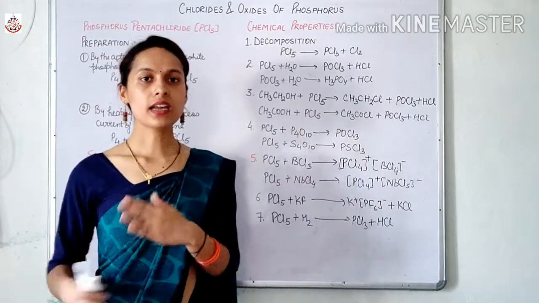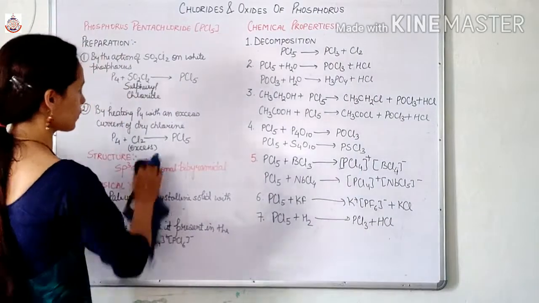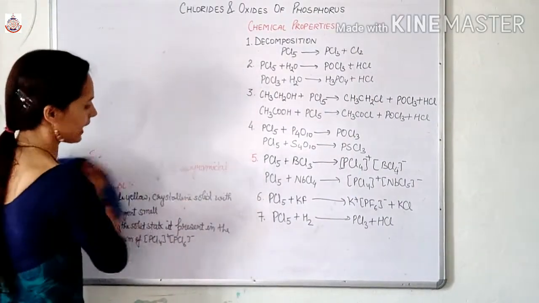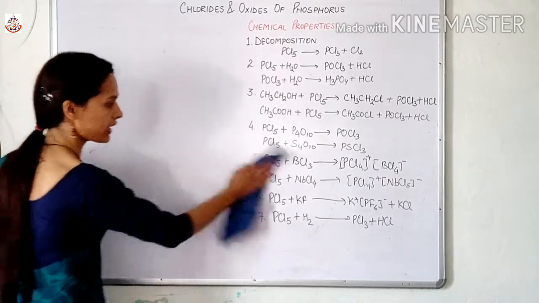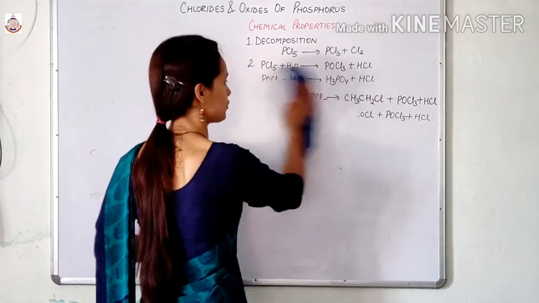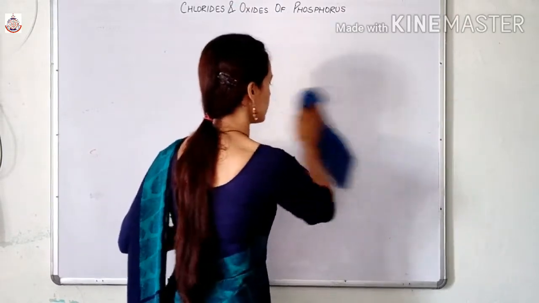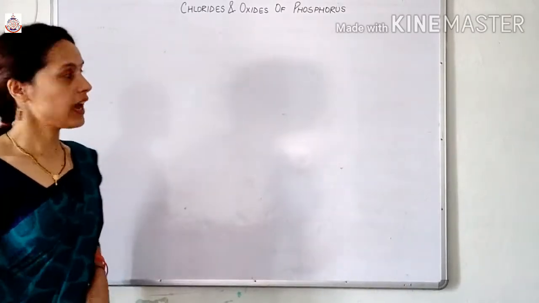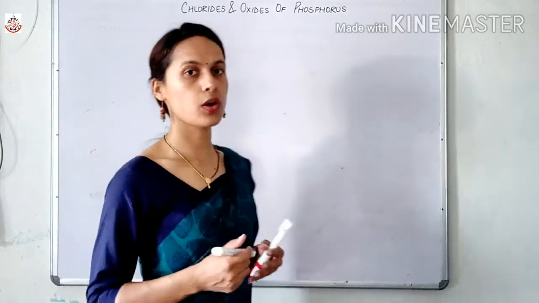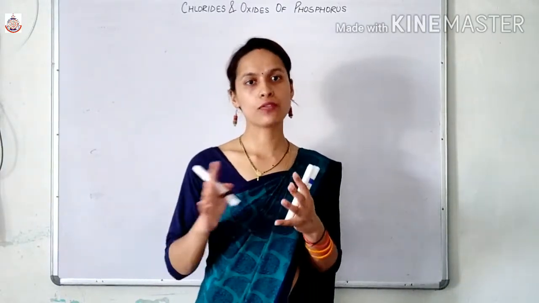Now we'll study the oxides of phosphorus, because the chlorides are done: phosphorus trichloride as well as phosphorus pentachloride. In both we have studied the preparation, the structure, the physical properties and also the chemical properties. Now phosphorus forms two types of oxides, P4O6 and P4O10.